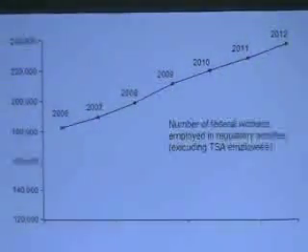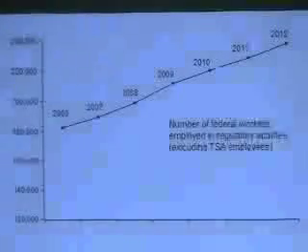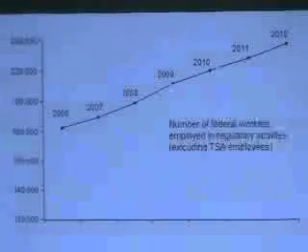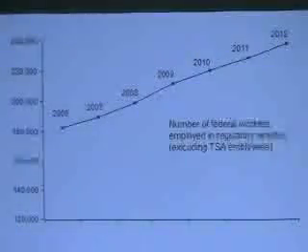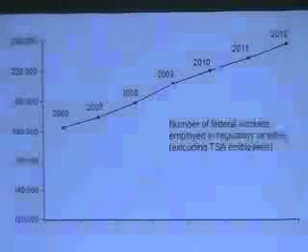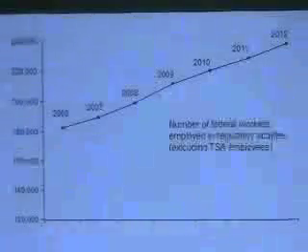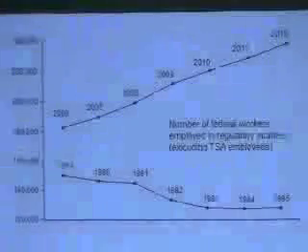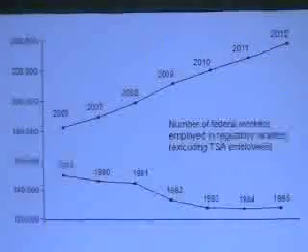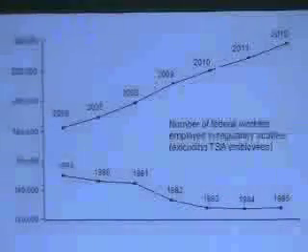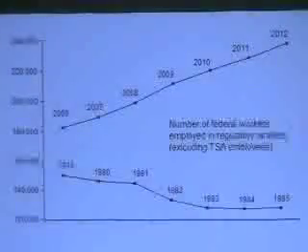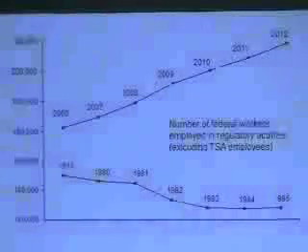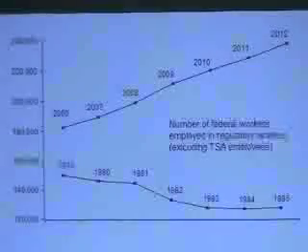You need to have regulation. This is a measure that suggests it's increasing too rapidly: just the number of federal workers employed in regulatory activities. I excluded TSA. Some of you might think I shouldn't have, but it would be worse if I did. And that compares to what happened in the early 80s. We were basically moving away from that. It was a big expansion in the 70s. And it's not so much the level that is the important thing, it's that it's going in the other direction.